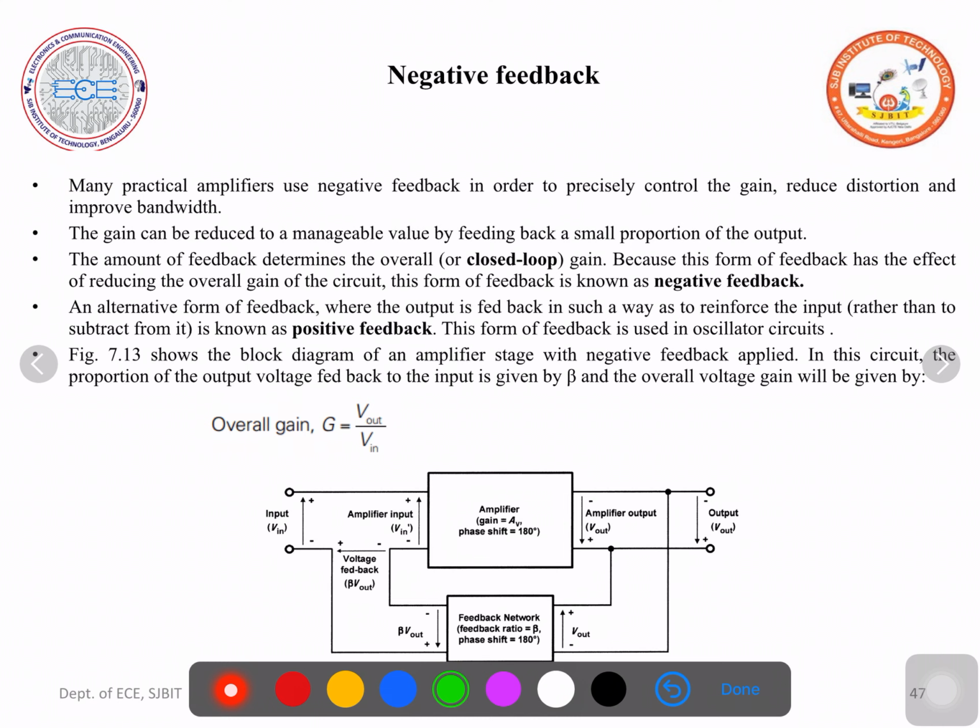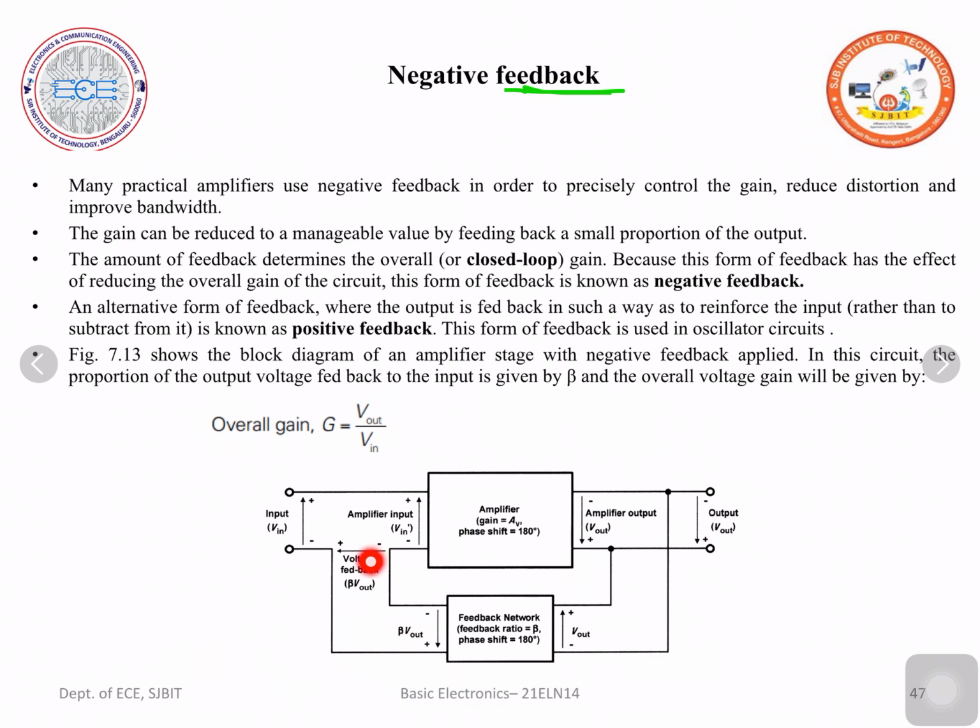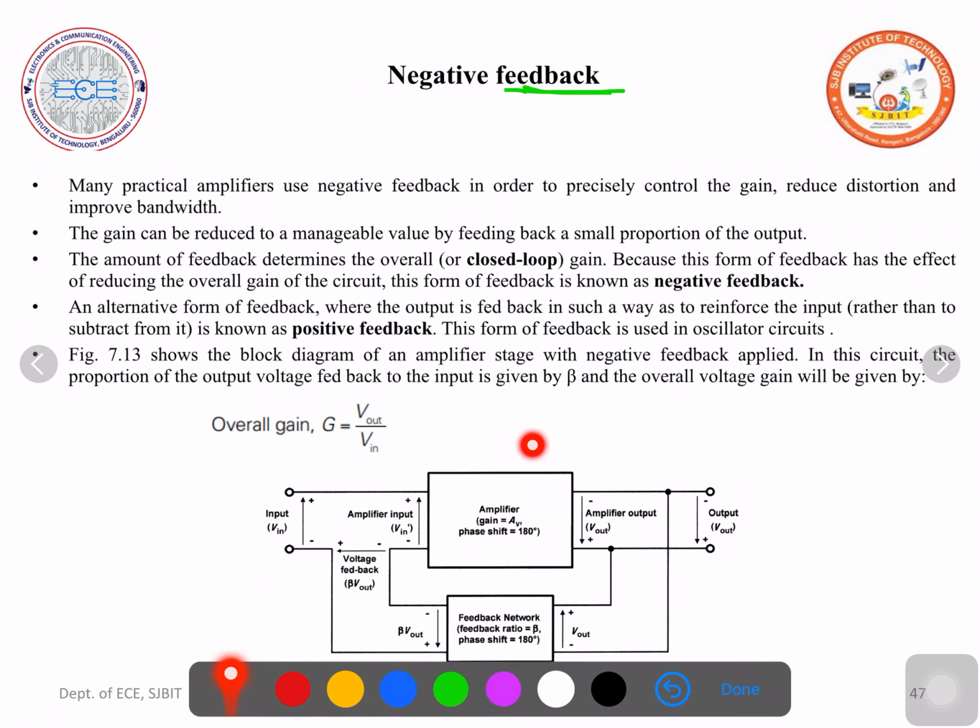Now let us move on to feedback. Feedback is nothing but some portion of the output being fed back to the input. So that is nothing but feedback. Let us consider this as a basic amplifier. This is the block diagram of a basic amplifier whose gain is AV. A stands for gain, V stands for voltage gain. Usually the transistor amplifier provides a phase shift of 180 degrees. So this basic amplifier provides 180 degree phase shift, and its voltage gain is AV.